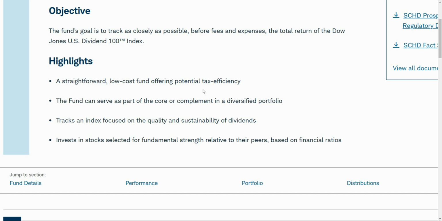The fund can serve as a part of a core portfolio or complement in a diversified portfolio. It tracks an index focused on quality and sustainability of dividends, and invests in stocks selected for fundamental strengths relative to their peers based on financial ratios. We just went over that a little bit. Basically, the summary is you're going to get a diversified set of stocks selected for tax efficiency, growing dividends over time, and also quality in companies.